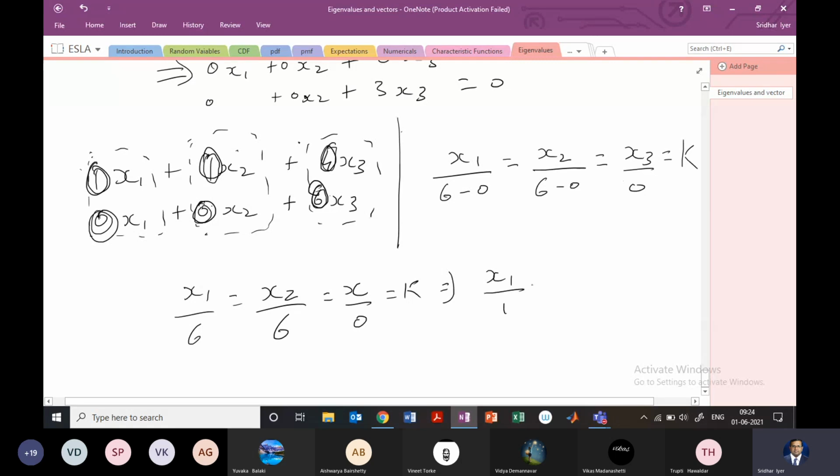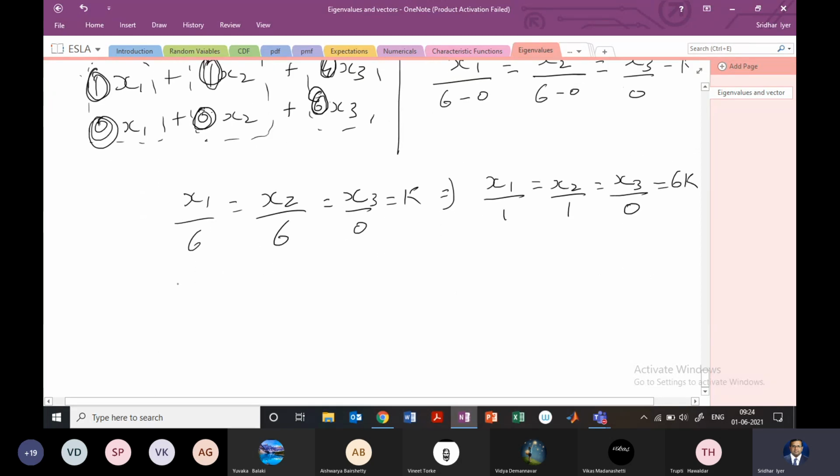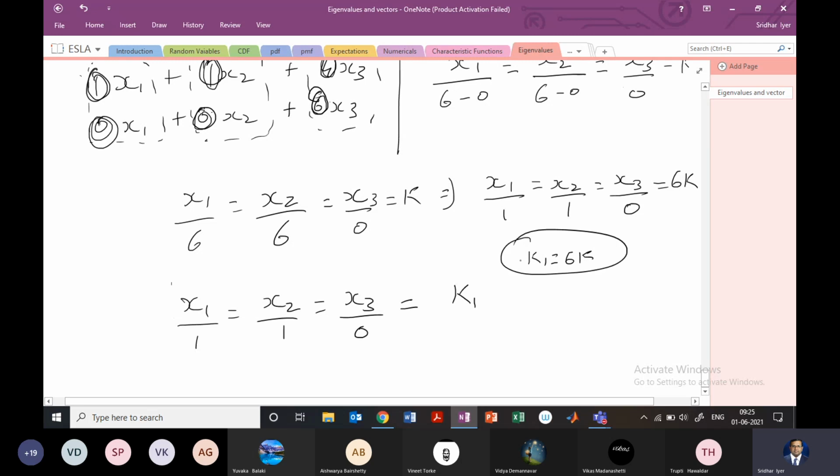So I'll have x1 by 1 equal to x2 by 1 equal to x3 by 0 equal to 6k, right? And 6 into k is again a constant. So I'll just write it as some k1. So I'll rewrite the equation as x1 by 1 equal to x2 by 1 equal to x3 by 0 equal to some k1, where k1 is 6k. Okay, so just writing the constant again, right?